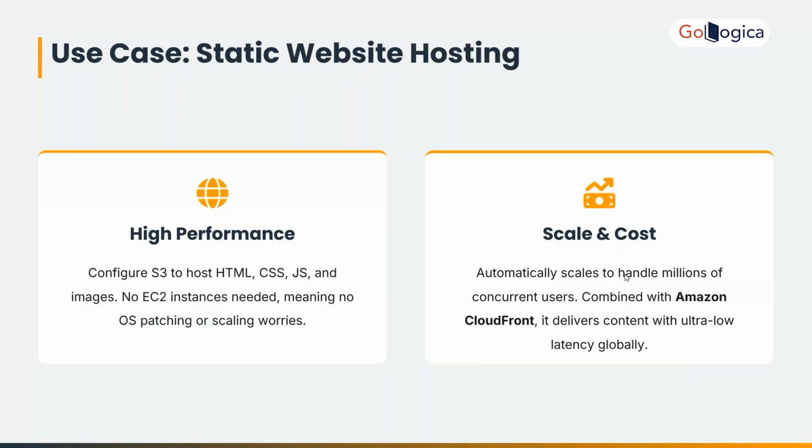Then we have the other use case, that is static website hosting. In static website hosting, you see high performance, configured S3 to host HTML, CSS, JavaScript, and images. You can host these files directly on your S3 bucket. A static website has static content that will not change for any user. The dynamic pages will change based on the user, and can display different things, and they will have logic and everything.